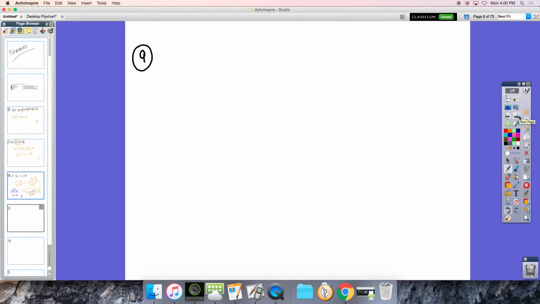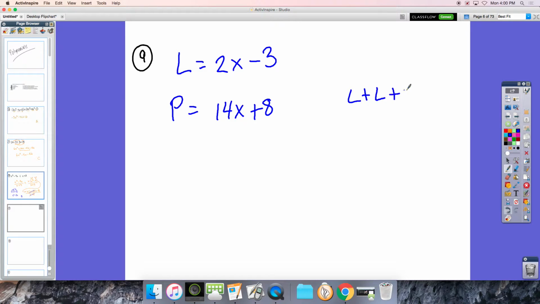Number 9 is a word problem. It says if a rectangular garden has a length of 2x minus 3 and a perimeter that is equal to 14x plus 8, which of the following choices represents the width? To find perimeter, you add length plus width, or 2 lengths plus 2 widths.